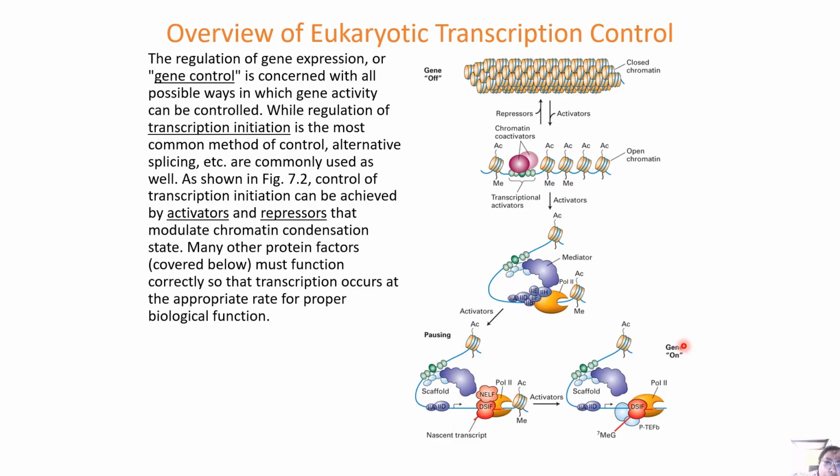Now, if we talk about the overview of eukaryotic transcription control, the regulation of gene expression or gene control is concerned with all possible ways in which gene activity can be controlled. While regulation of transcription initiation is the most common method of control, alternative splicing is commonly used as well. The control of transcription initiation can be achieved by activators and repressors that modulate chromatin condensation state. Many other protein factors must function correctly so that transcription occurs at the appropriate rate for proper biological function.